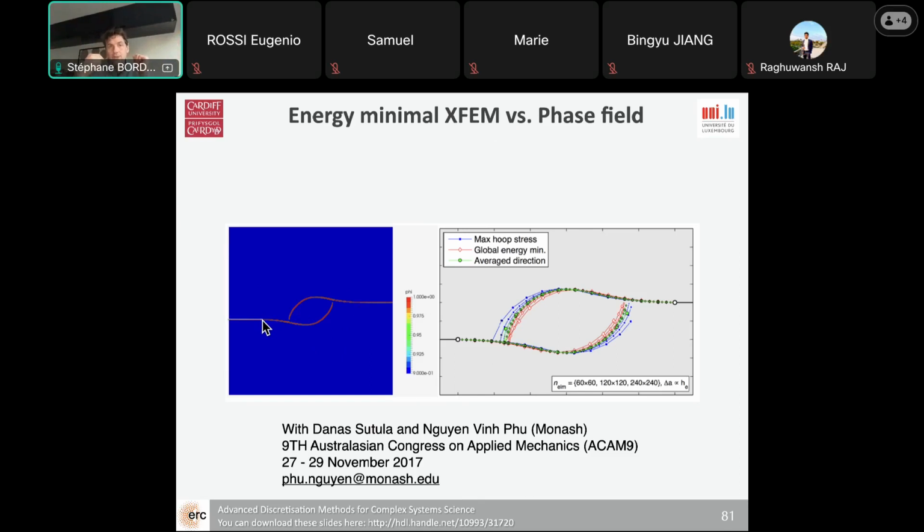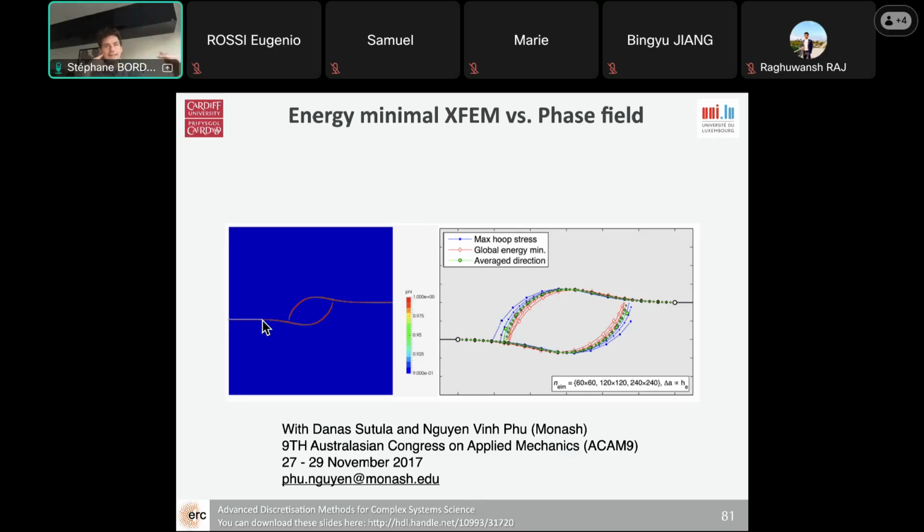So you compute the derivative again with respect to all possible directions, and you try to find the one that's going to minimize the energy best. That's the only way. And that's what Danas did for all these 300 cracks. He was computing all the derivatives at each point.